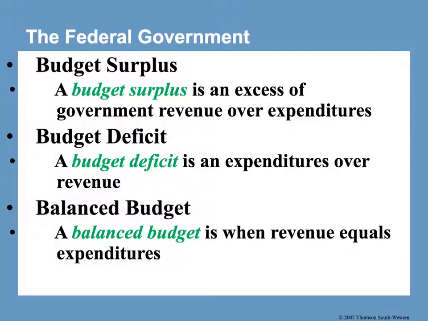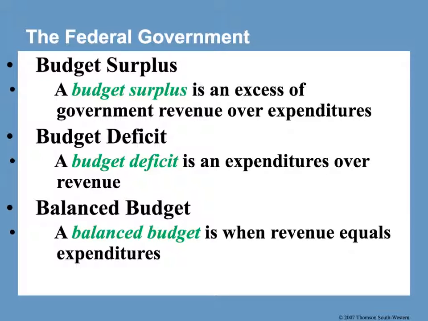So when the government deficit spends, they're going to have to borrow money, which we'll talk about later on in fiscal policy, the effects of borrowing money through deficit spending. Or the government can have a balanced budget, whereas they spend exactly what they make in tax revenues. So there's no addition to the federal debt.